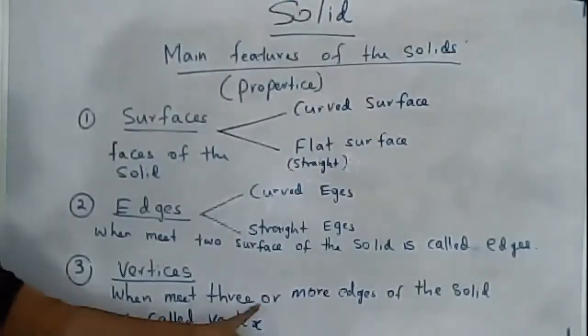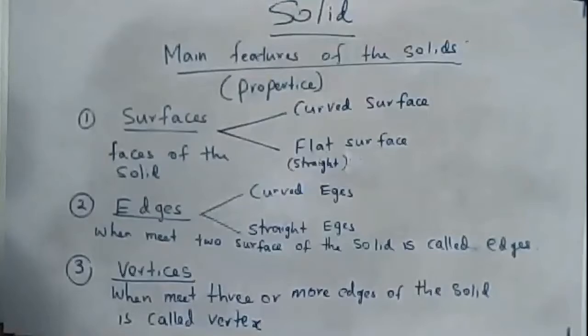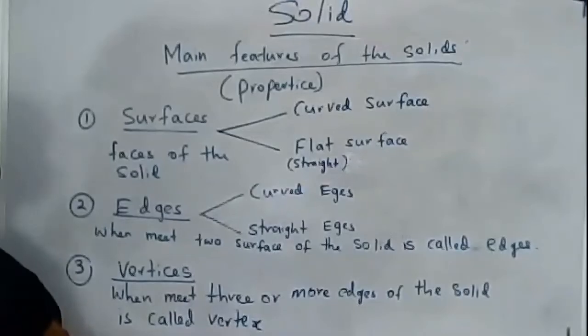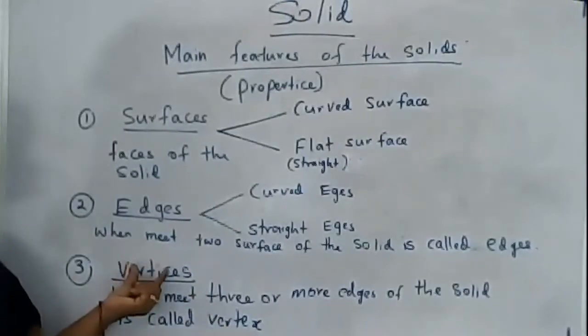When three or more edges of the solid meet, it is called a vertex, right? Vertex is a singular word. The vertices means plural, right? I'll explain later. Write down this.